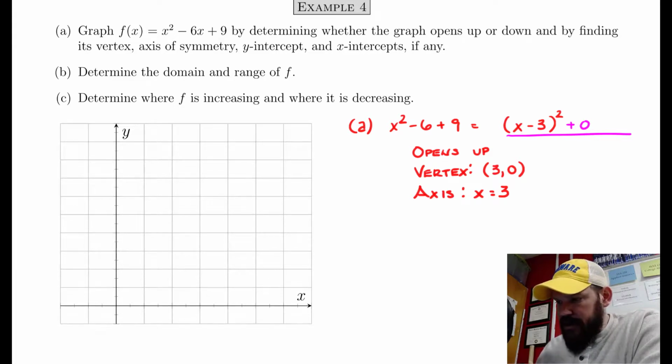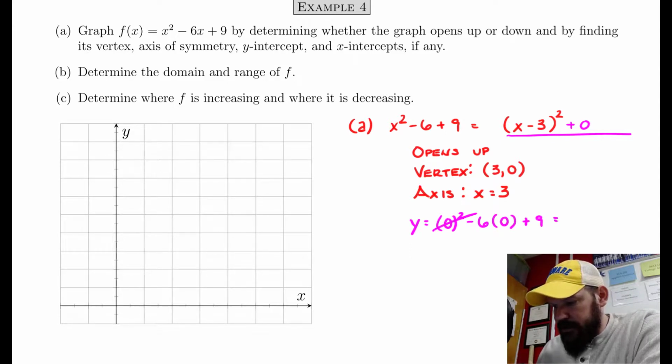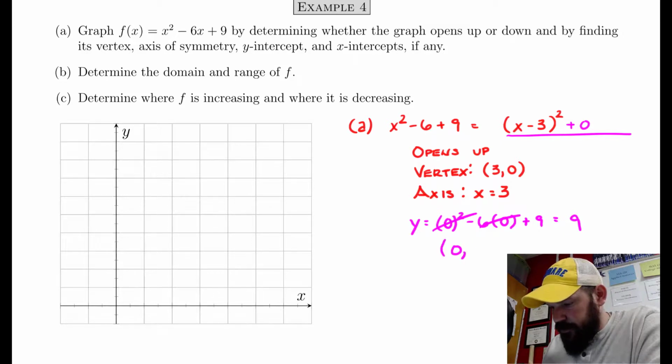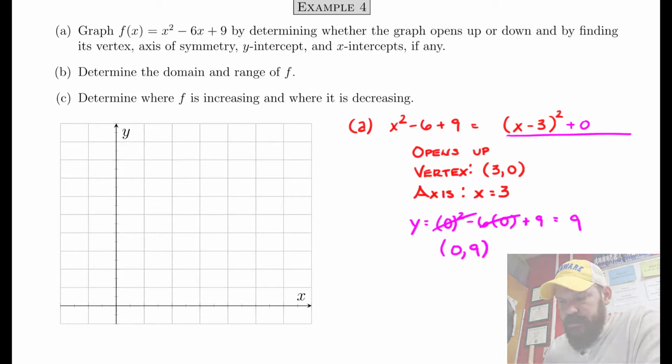Find the y-intercept. The y-intercept can be found when you replace x with 0. So we have y equals 0 squared minus 6 times 0 plus 9. Well, we know that these two terms are going to go away because of the 0, and we're just left with 9. And that gives us the y-intercept. Had to pause the video there to plug the computer in. So we have a y-intercept now of 0, 9, and then we want to find our x-intercepts.